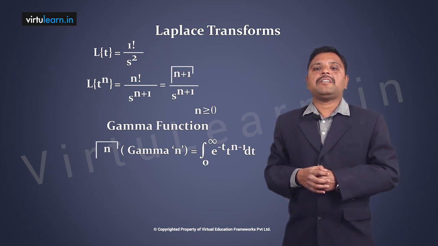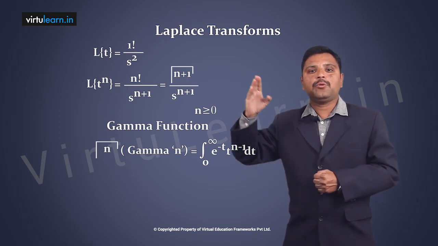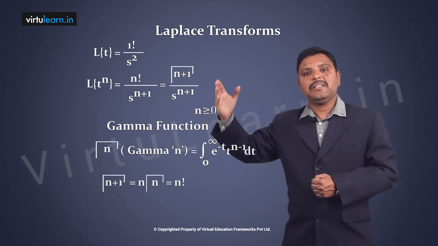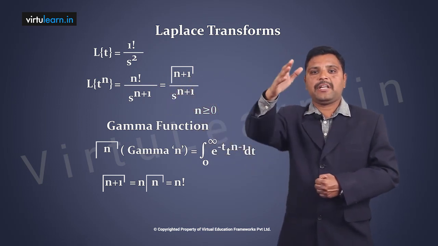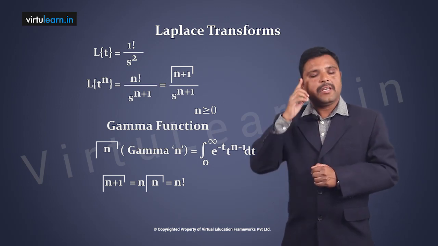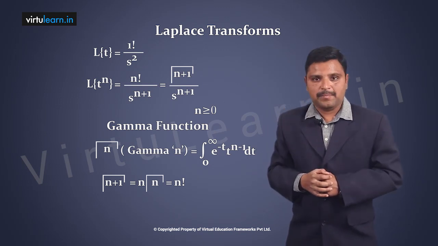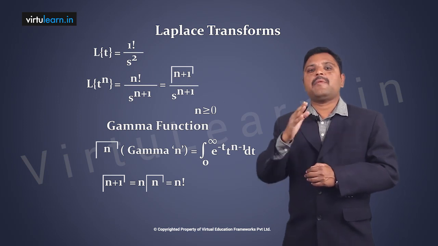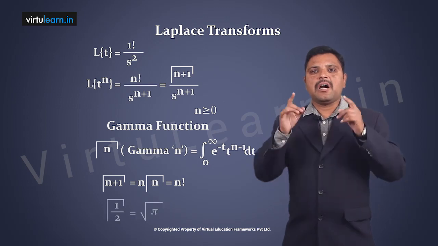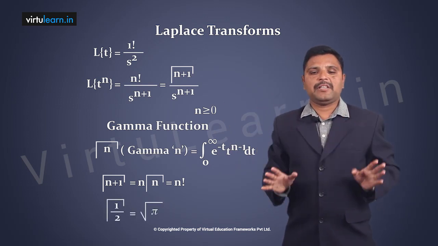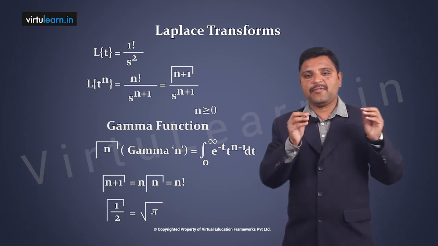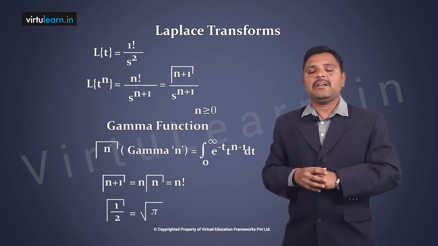And gamma n plus 1 equals n into gamma n, which equals n factorial. Already we have taken gamma n plus 1 instead of n factorial. If the power of n is a positive fraction of the form p by q, one very important value to remember: gamma 1 by 2 is square root of pi. Gamma half equals square root of pi. Everywhere you observe gamma half, simply write square root of pi.